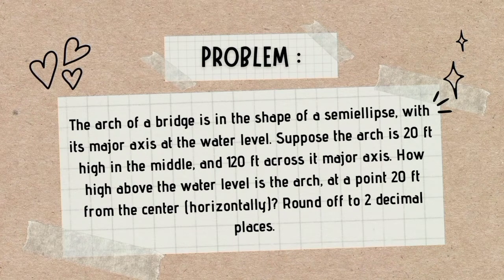We knew that the bridge has the shape of a semi-ellipse, with a horizontal major axis at the water level, 20 feet high in the middle, and 120 feet across the major axis. These pieces of information will help us later in the discourse. Now, we are going to make an illustration of the given problem.